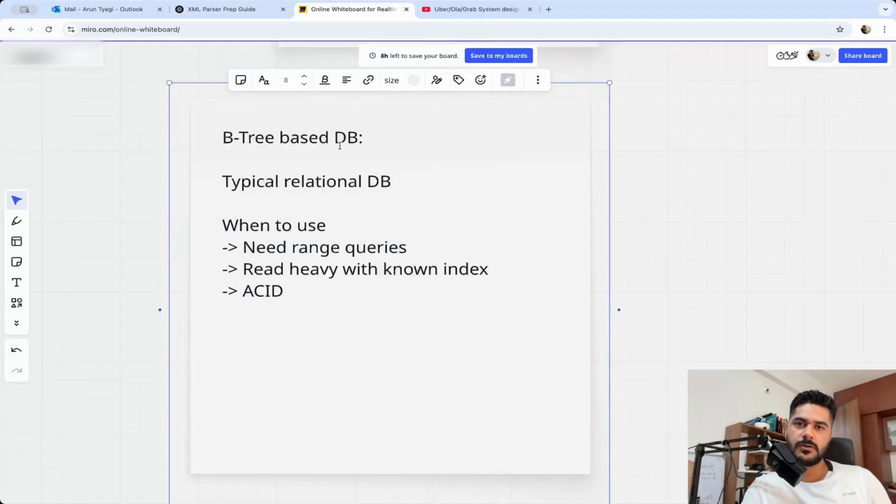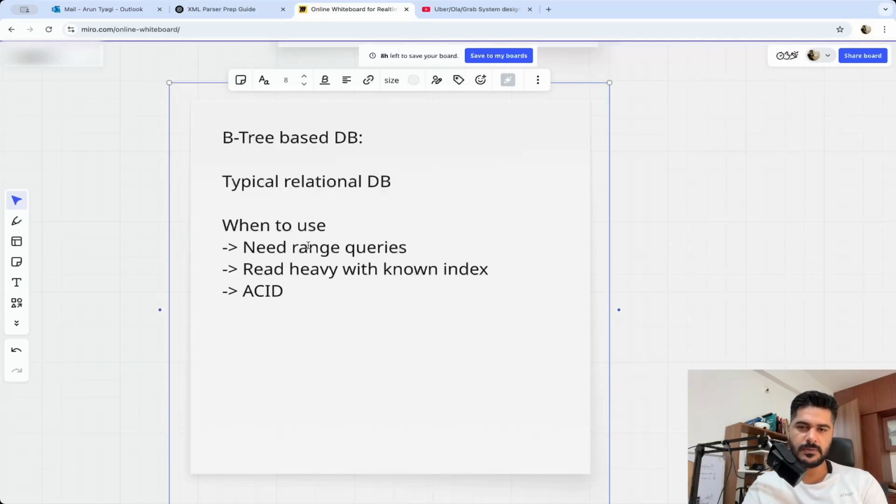So I'll not go deep into relational databases, but this knowledge needs to be established: our B tree based DBs, so B tree, B plus tree, all the variants of balanced tree, those databases are our typical relational databases which we have been using for a very long period, right?